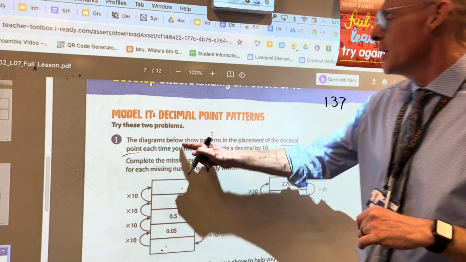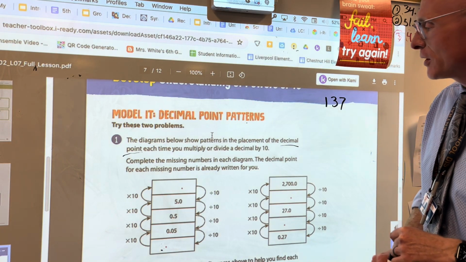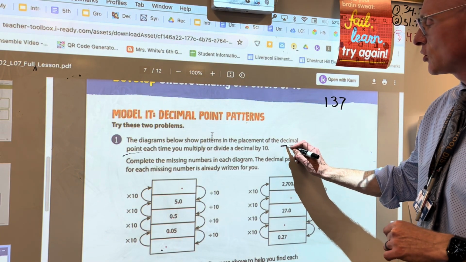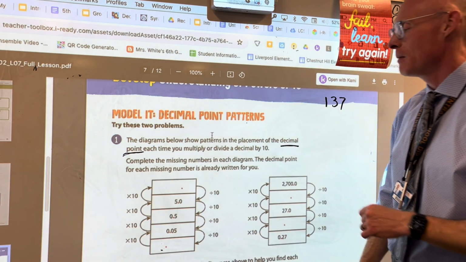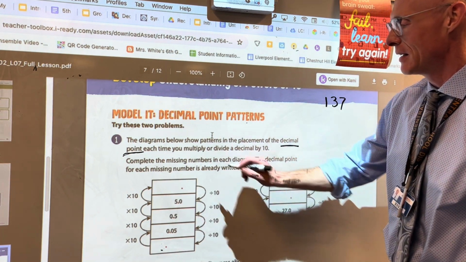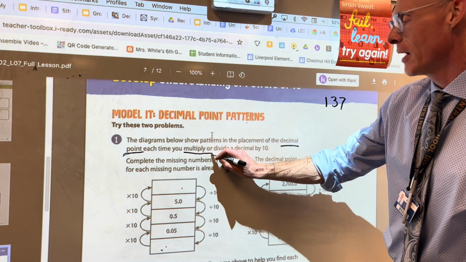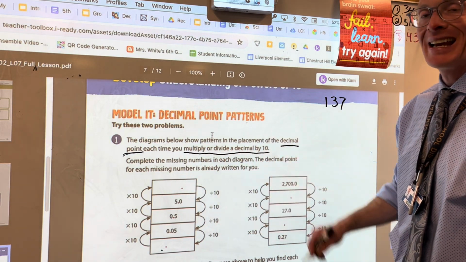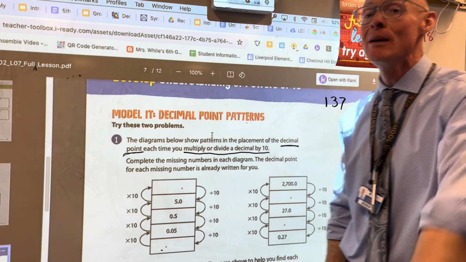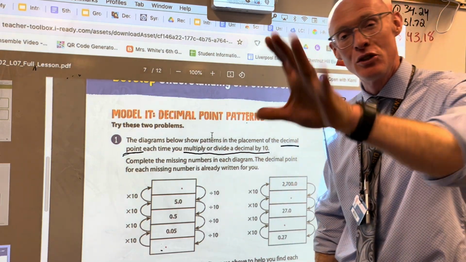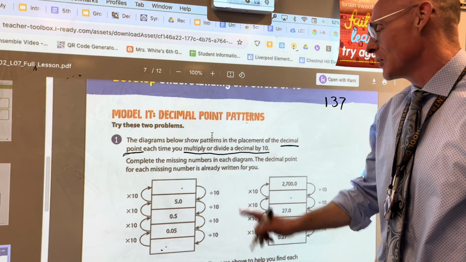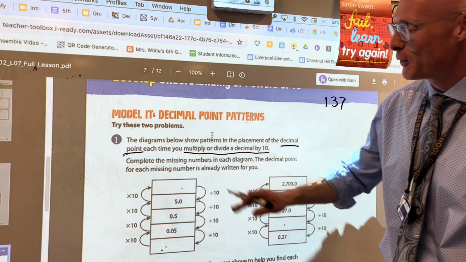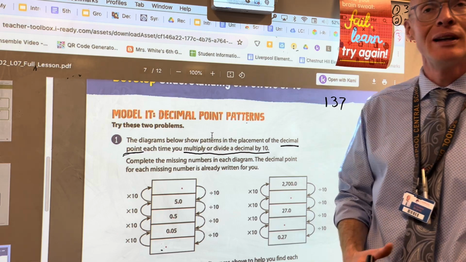Let's look. The diagrams below show patterns of the placement of the decimal point each time you multiply or divide the decimal by 10. I'm going to also underline multiply or divide a decimal by 10. We're going to get extremely good at this. Just give me 2 days and we're going to be a master at this. Complete the missing numbers in each diagram. The decimal for each missing number is already written for you.